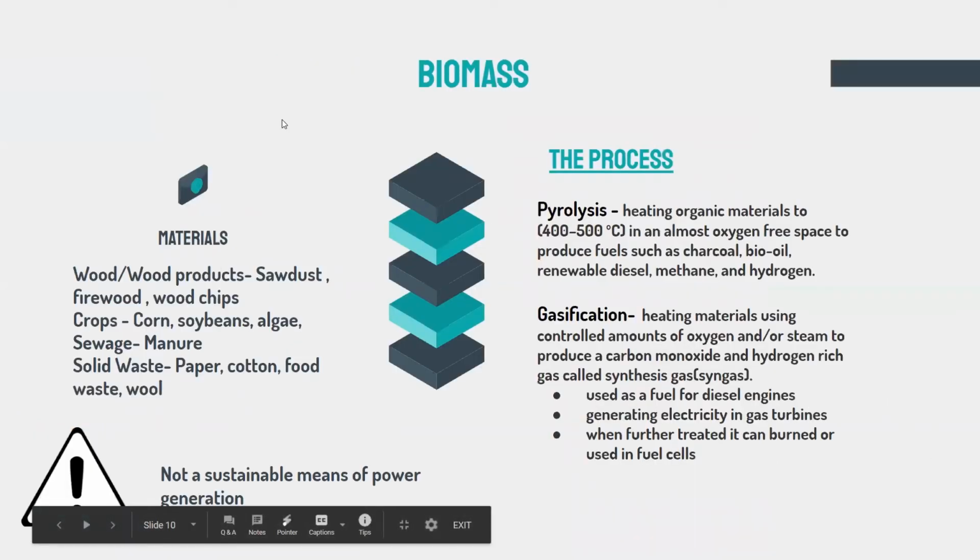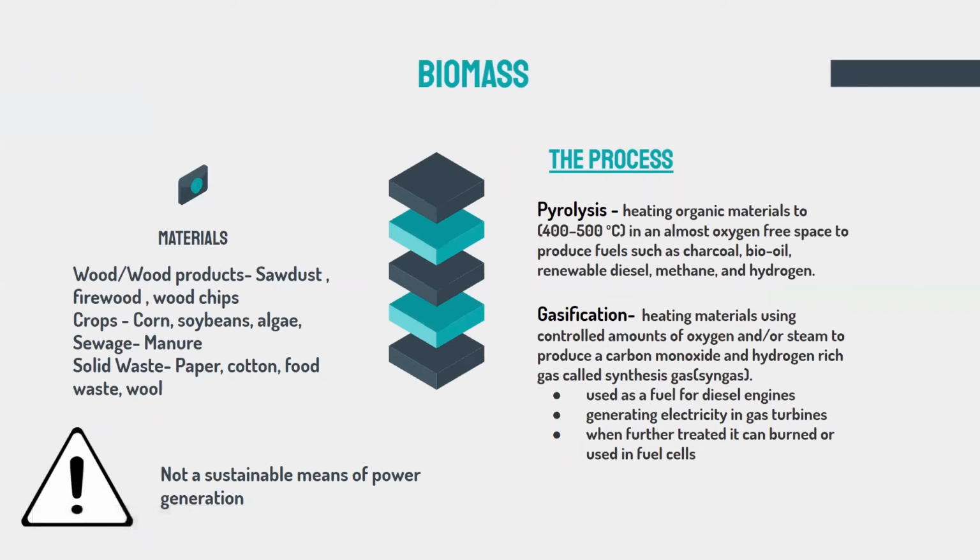So next we have biomass. Biomass is by no means a sustainable means of power generation. Materials used as fuel for biomass power generation are wood, wood products, sawdust, firewood, wood chips, crops like corn, soybeans, algae, manure, and solid waste like paper, cotton, food waste, and wool. And then we have the actual process where they turn it into some kind of petrol or some type of liquid to burn.